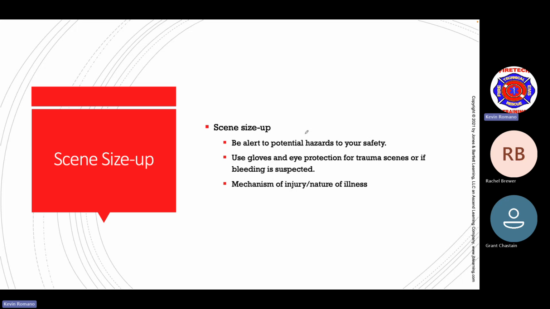So looking at all this, everything we talked about, let's talk about scene size-up. Obviously, be alert for potential hazards, wear your gloves, mechanism of injury, nature of illness, what happened, what's going on, how long you've been sick for, has there been a motor vehicle accident, was there any entrapment, is there a death in the same patient compartment? Okay, these are things we need to look at when we're coming up to a motor vehicle crash.